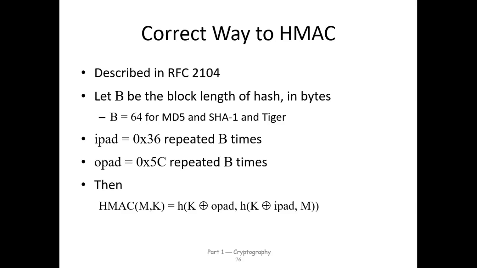Then how we calculate the HMAC is: HMAC of m comma k equals h of k XORed with output padding, that is 5c, comma h of k XORed with ipad, along with the original message m. It will calculate the hashed message authentication code. So we'll be considering B, ipad and opad for the calculation of the hashed message authentication code.